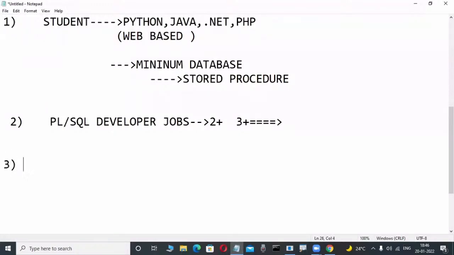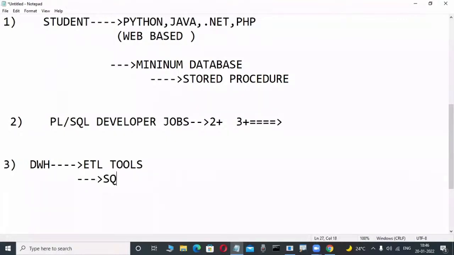Another type of persons: nowadays so many persons do not have very good coding knowledge, and as non-technical persons they want to move into software. In that case there is one type of job. What is that? Data warehousing technologies. In that there are ETL programmers and reporting programmers. ETL means extraction, transformation, and loading tools. These persons have a little bit of SQL knowledge.